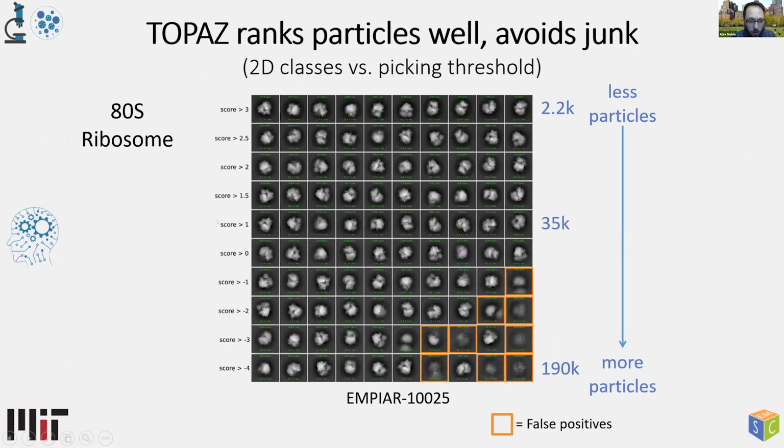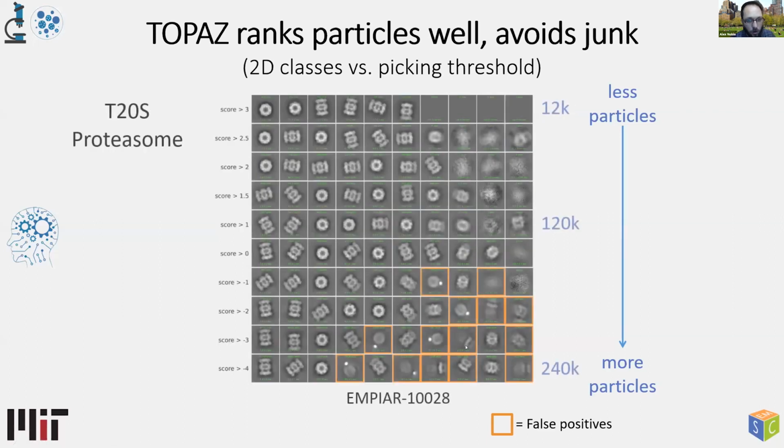And as you increase that scoring value, you can see this is 2D classes in the rows and the scoring value as you go down here. And as you see, when you have the scoring value quite low, so you're picking a low number of particles, you get no junk. And as you increase it and increase it, you're still getting no junk until at some point you start introducing some kind of junky classes over here. So it ranks particles quite well.